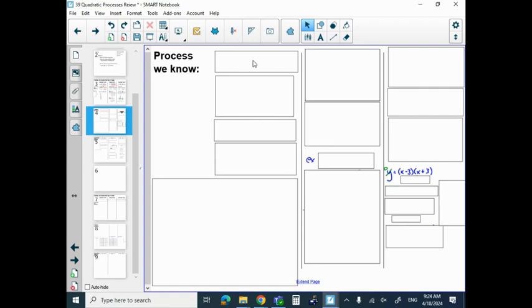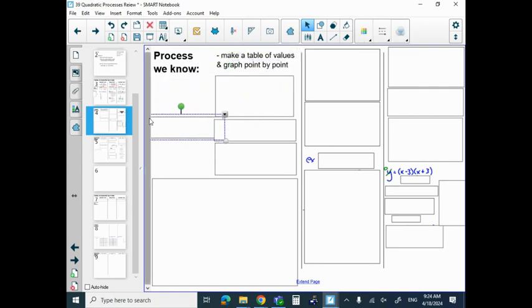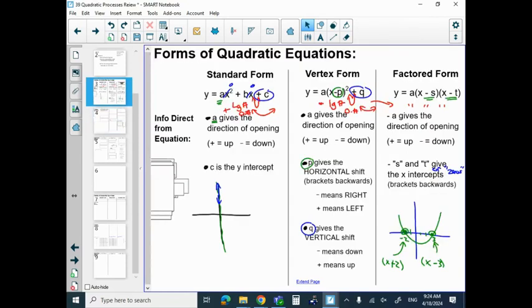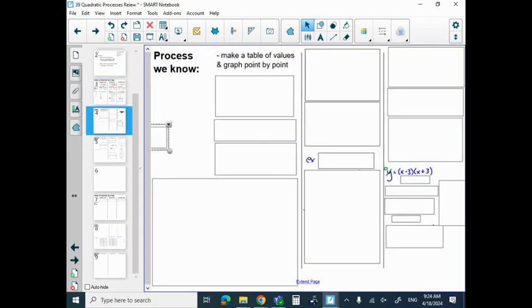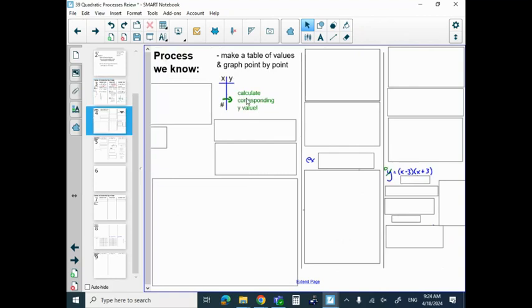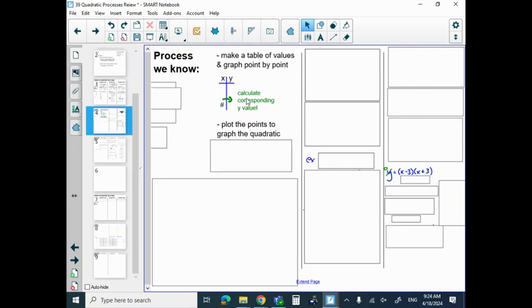The processes we know, I guess I should have said, the process we know for each one. It makes sense if you think of them one by one. We can make a table of values. So again, just to remind you, we're talking about the standard form, right? So we can make a table of values and graph the thing point by point. So we can calculate the numbers, plot the points and graph the quadratic. And then from that, we can identify key values: the maximum, minimum, the vertex, the x-intercept, the y-intercept.